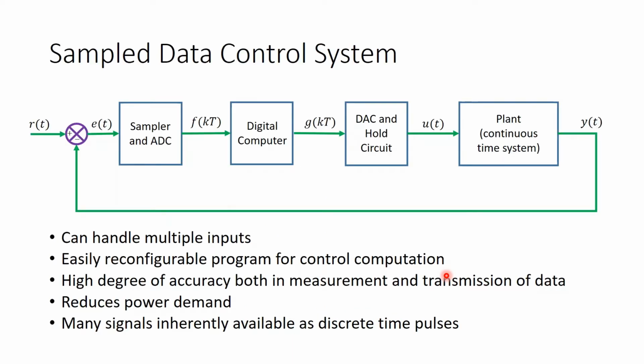So let us first understand how a discrete time system looks like. As you can see, the plant is mostly a continuous time system, because the plants or the systems that we know of, like the mechanical systems or electrical systems or some other systems, you know that the internal variables and the output are continuously evolving with time. So it is a continuous time system as such.